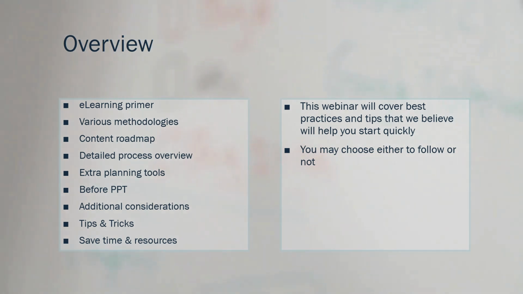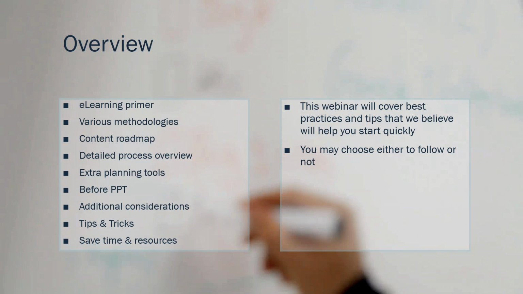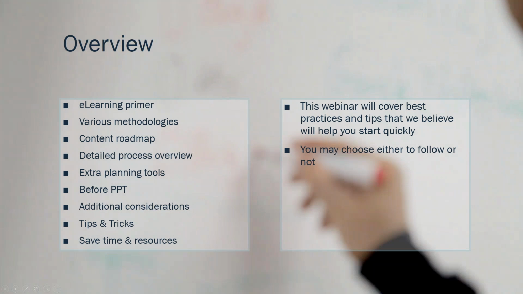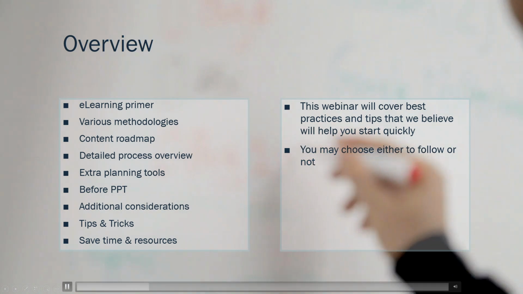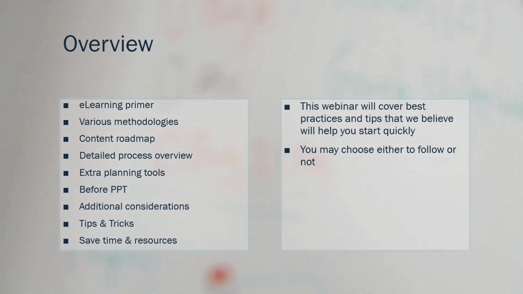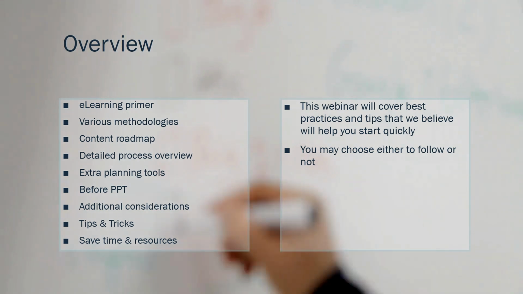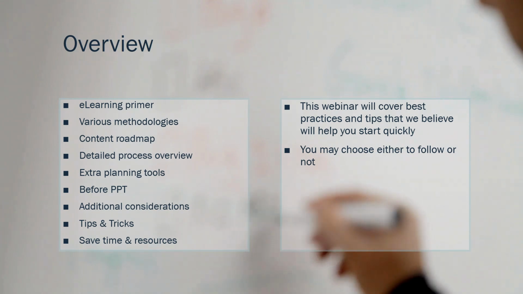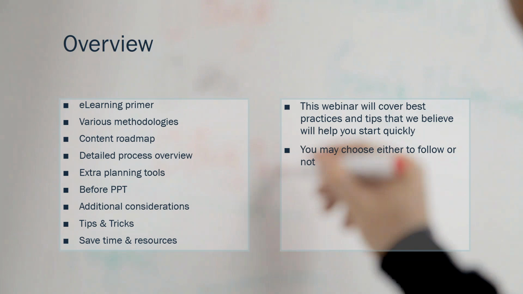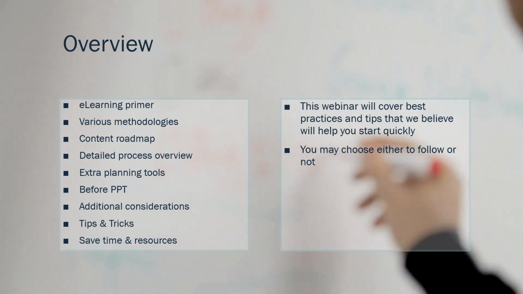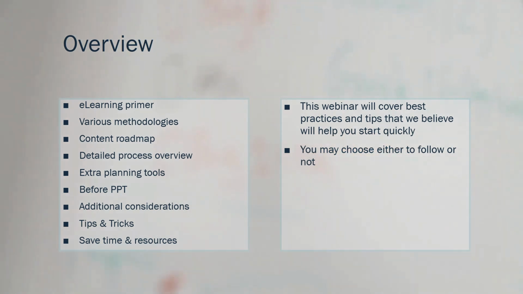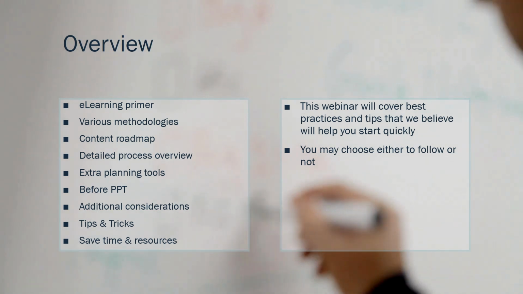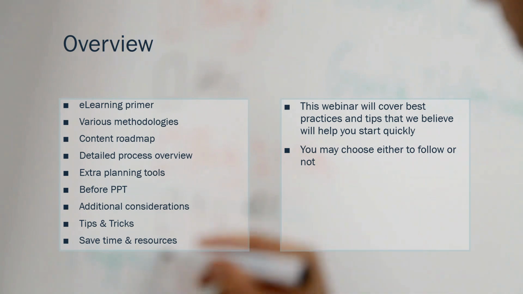We'll talk about the methodologies used briefly and see some of the processes. We'll talk about what I see as the content roadmap. We'll look at an overview of a more detailed experience of what to expect. We'll talk about planning tools. We'll talk about what to do before you open PowerPoint and some additional considerations as you continue to create your content. Then we'll get into tips and tricks and some time savers here and there. But really what I want you to know as we continue through this content is that we're going to talk about best practices and tips and tricks based on my personal experience from creating content both in the initial stage and to the deliverable.